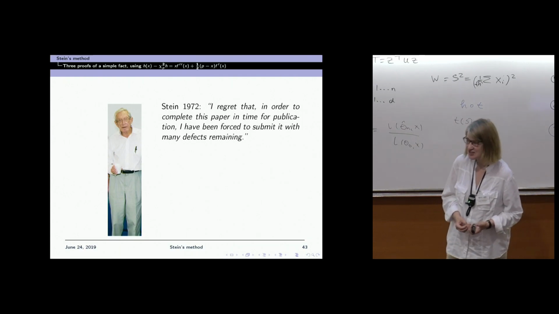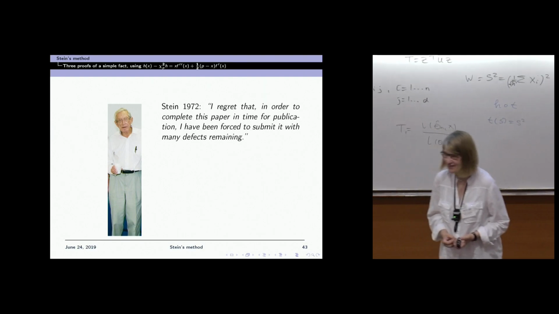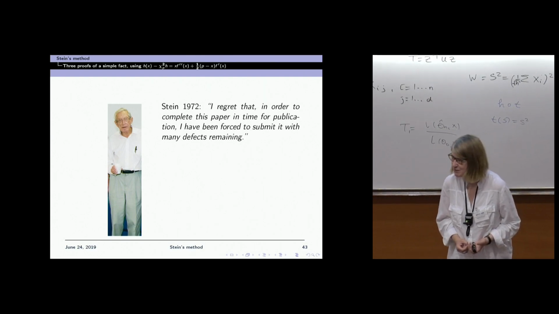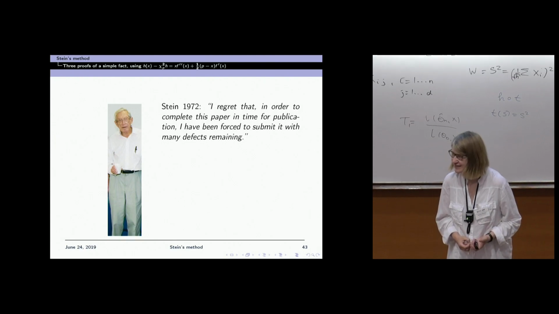I don't think anybody can complain about me not looking favorably on Stein's method papers, but there might be the odd suggestions about improvements.